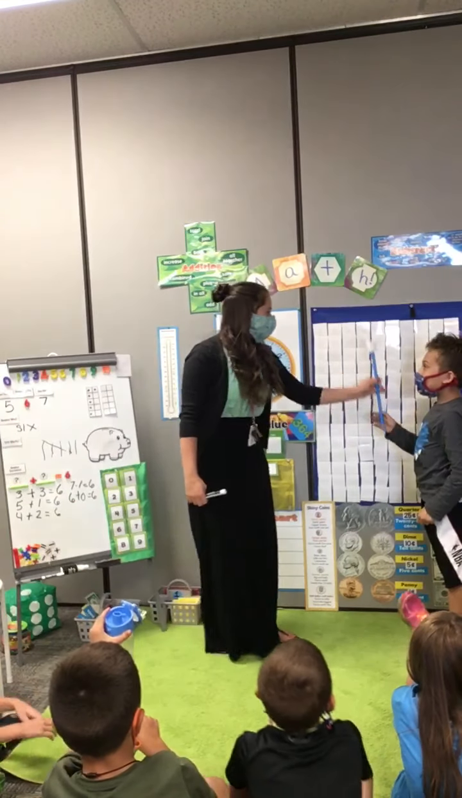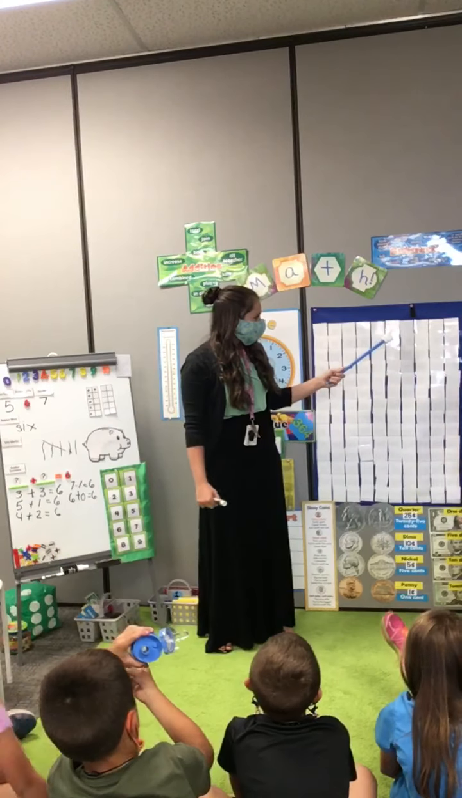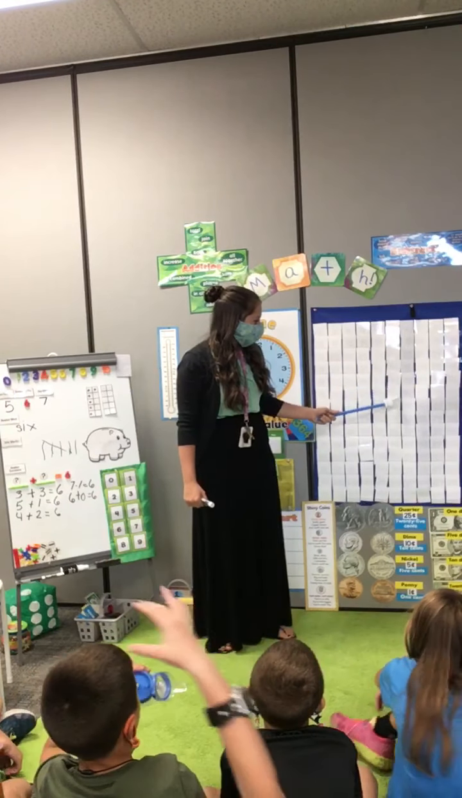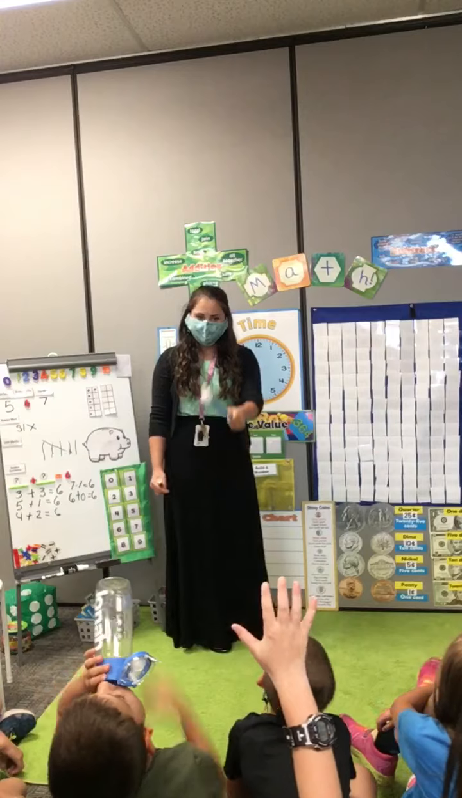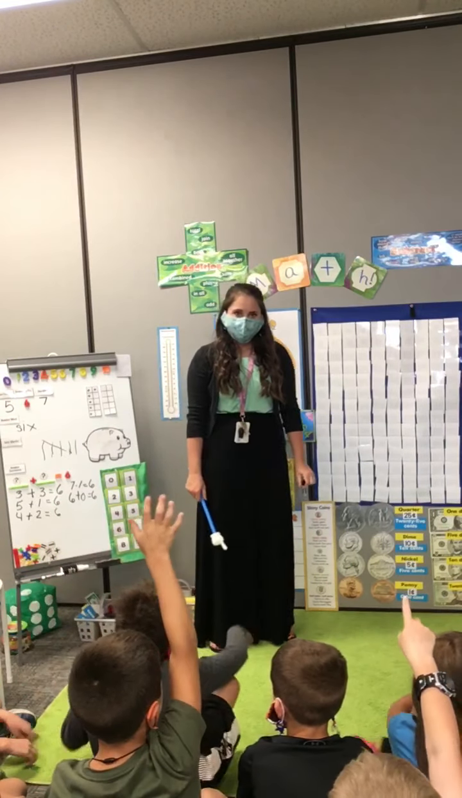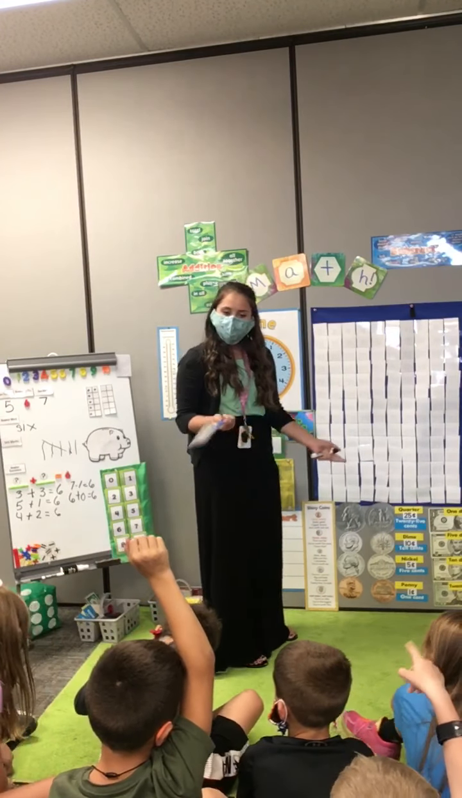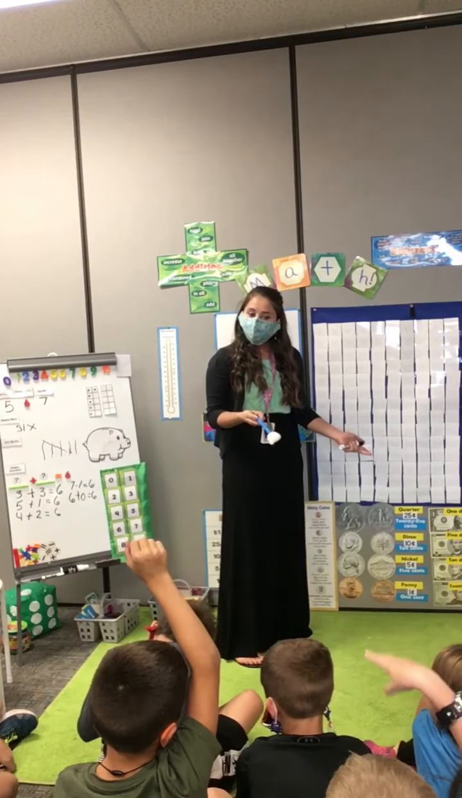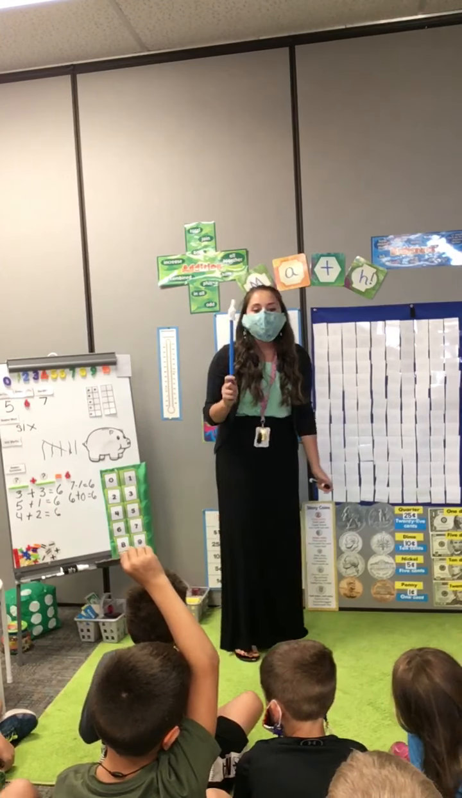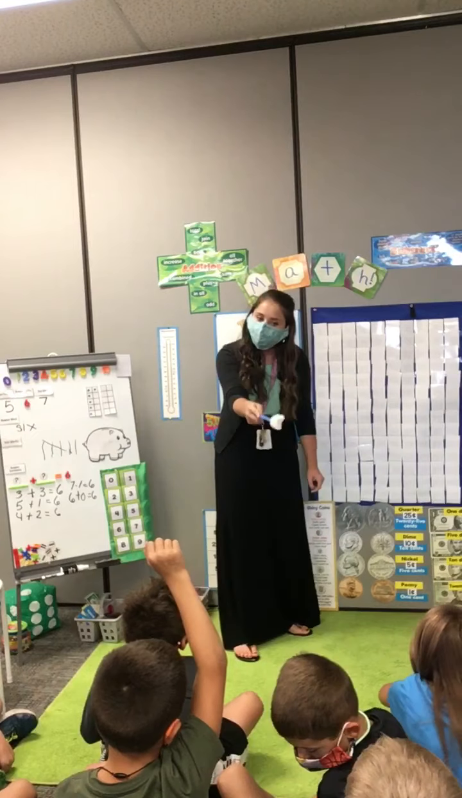Why do we think as we go down it stays a 6 on that side? Does anybody have any ideas? What do you think, Zach? Because if you count on, there's a 6 at the top, then it goes all the way down, and when you count down, it's in the same place. Because our ones place doesn't change when we count by tens.